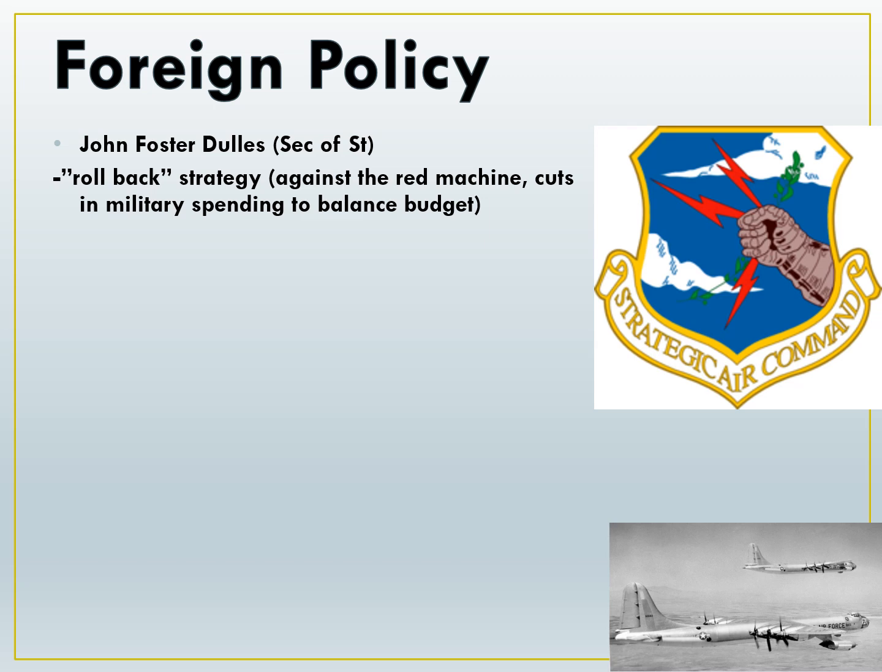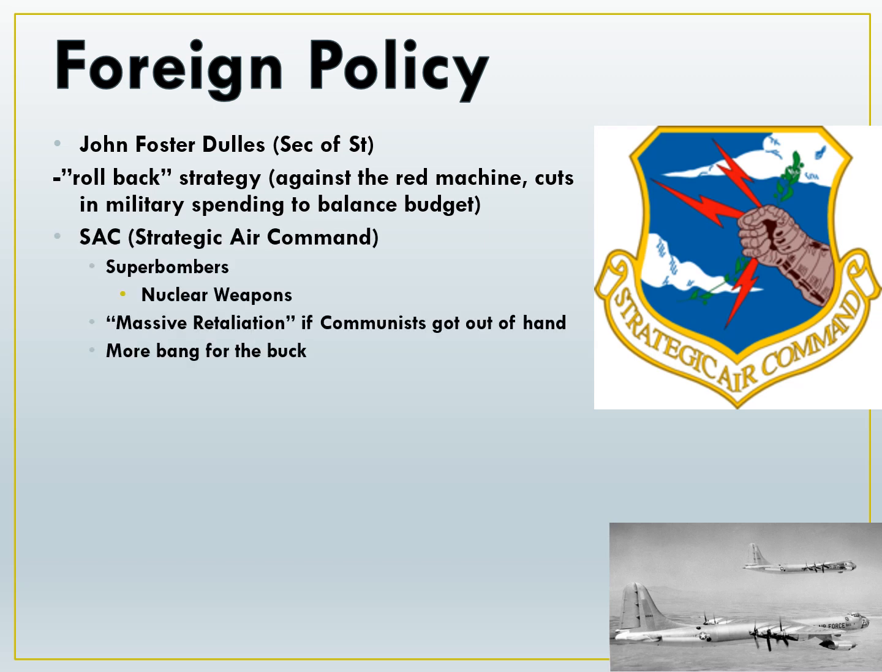He creates a little different policy against the Soviets, and it's called a rollback strategy compared to Truman's containment. He wanted to cut military spending to try to balance the budget, and so they had to come up with a different strategy because that meant you wouldn't have a lot of men. And so he creates what's called the Strategic Air Command, or the SAC program, so you didn't have to have so many men protecting Western Europe.